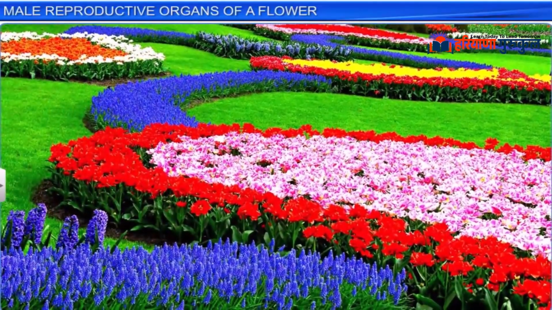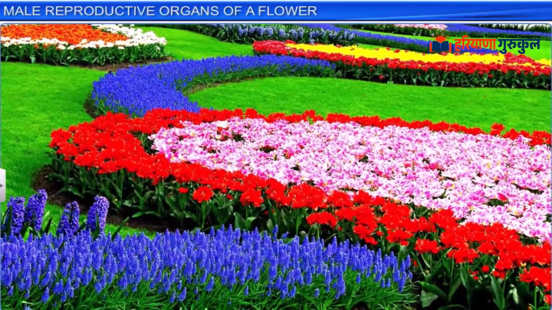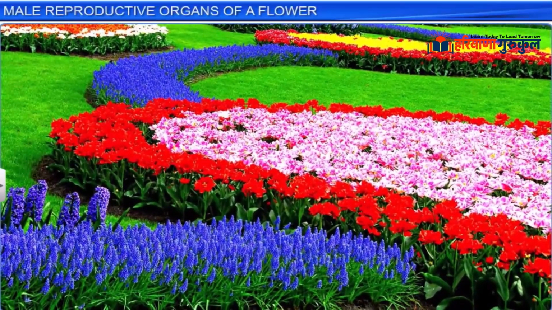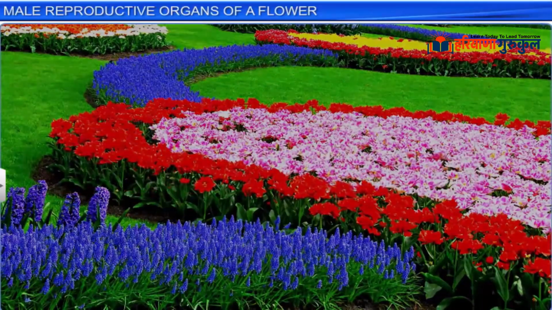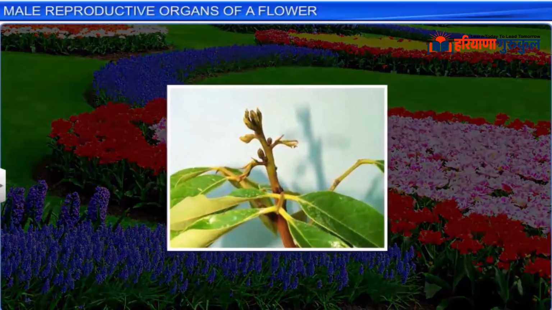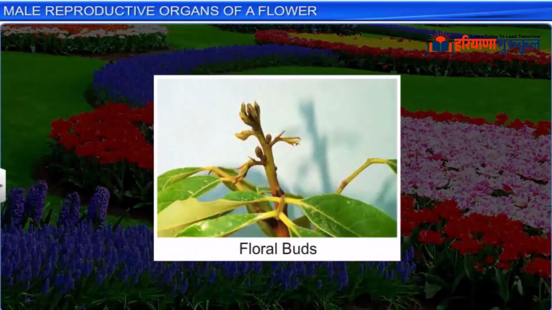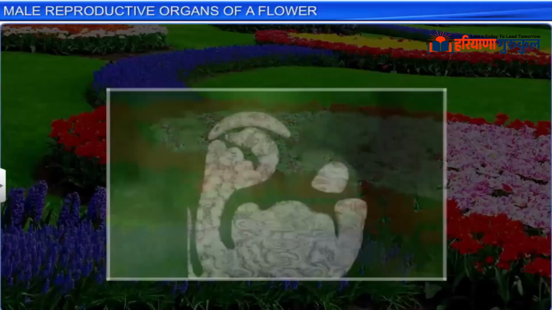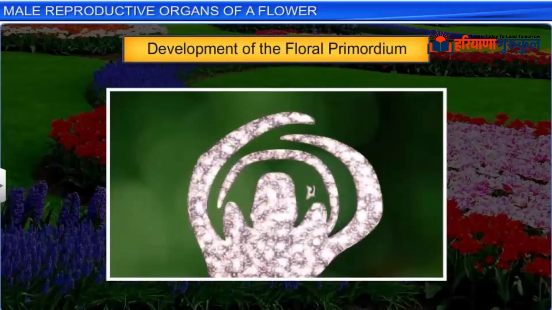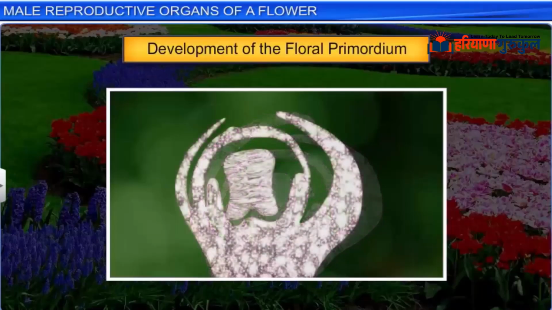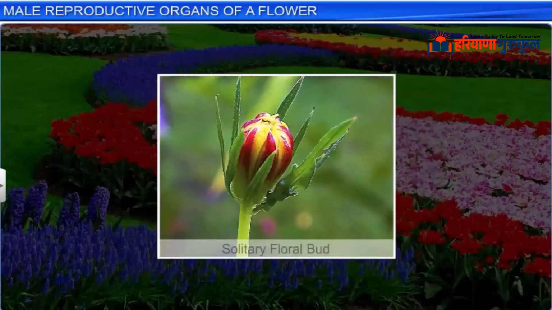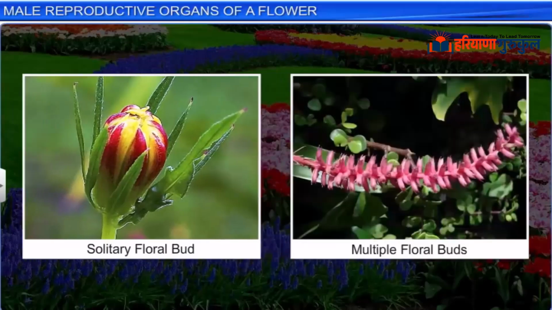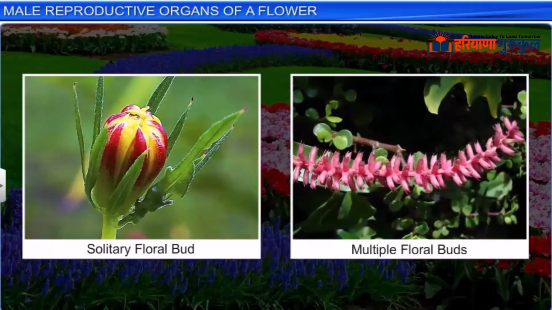This phase is, however, preceded by several physiological and morphological changes induced by hormones such as floragen present in the leaves. These changes lead to the differentiation of vegetative buds into floral buds and the development of the floral primordium, the rudimentary or preliminary stage of the flower or the flowering shoot. This primordium either bears a solitary floral bud or inflorescences that bear multiple floral buds.